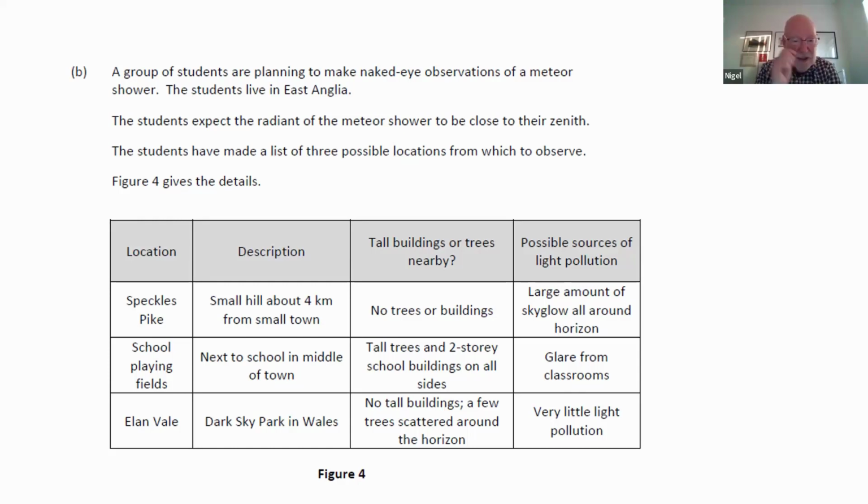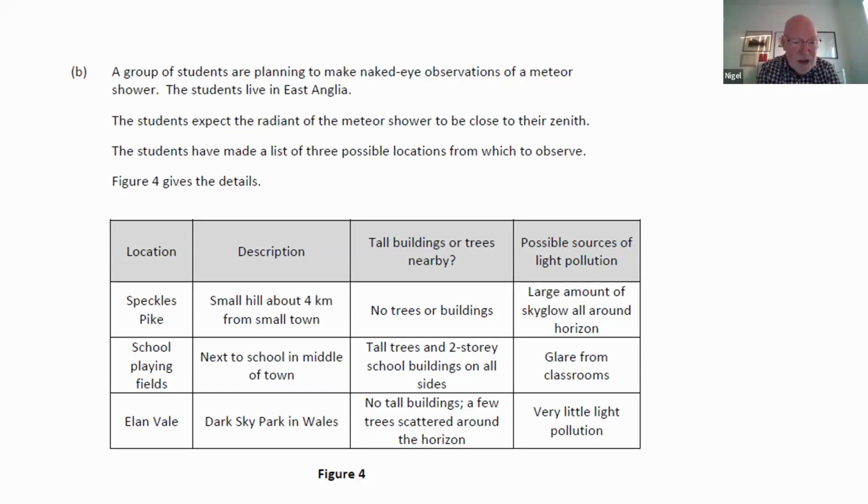And we've got the description. We've got any trees or buildings that might upset things. Remember, the radiant is close to the zenith, so all the meteors will look as though they're coming from a point directly above. And then a little bit about light pollution. Right, so what the question asks, and we're not going to answer this at all, but we're just going to spend a little time just thinking about this.